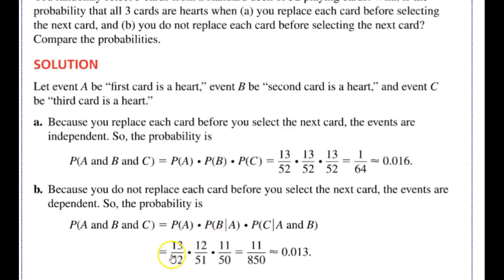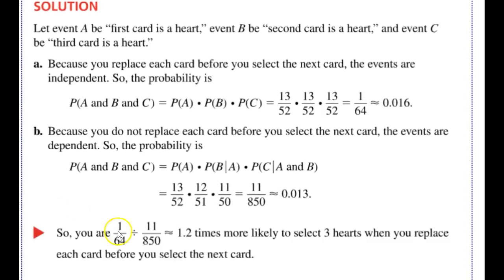I still have a chance of 13 out of 52 to pull a heart on my first one. Since I don't replace it, I only have 51 cards left, but only 12 of them would be hearts if I've already taken out a heart. Then my third probability is, I've taken out 2 cards, so I only have 50 left, and I've taken out 2 hearts, so I only have 11 hearts left. Now I can multiply my probabilities, and I end up with 0.13. So now I have to compare my probabilities. I just divide my 1 over 64 by my 11 over 850.